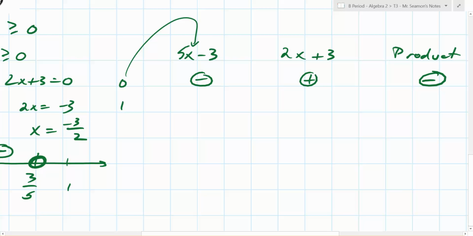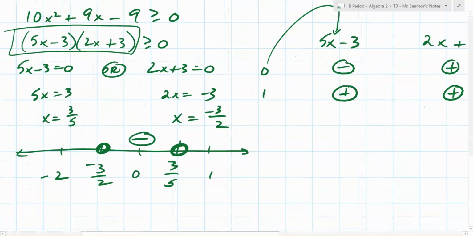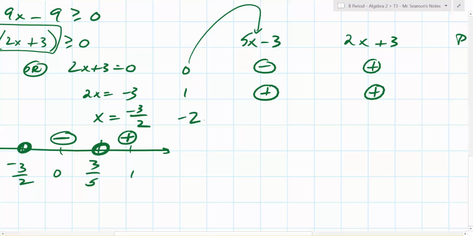So let's plug in 1 now. When you plug in 1, what do you get? Positive, and so the product is what? Positive. So over here it's positive. So then what do we plug in? -2.